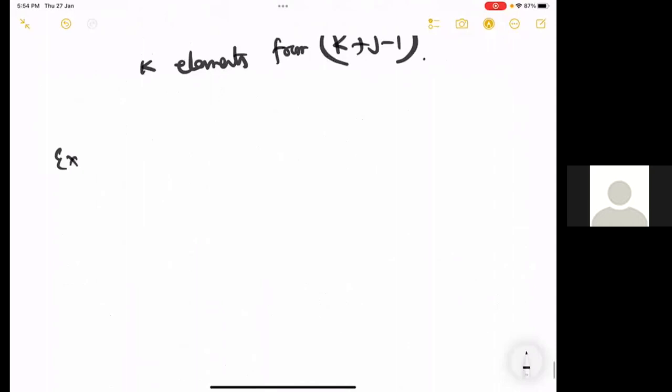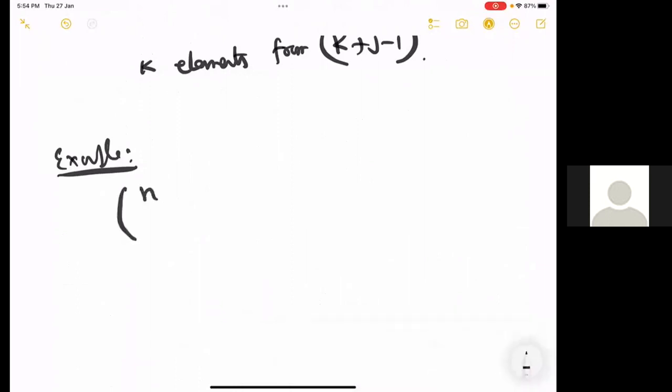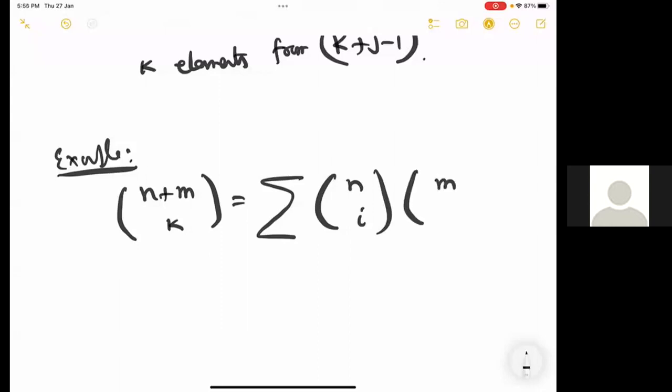So, example. This is really fun, these combinatorial proofs. You will like it after a few examples. This is a famous identity. This is very simple, because from the structure itself, yeah.